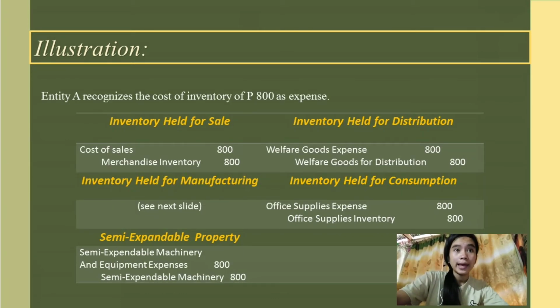Subsequently, entity A recognizes the cost of inventory of 800 as expense. For inventory held for sale, we debit cost of sales 800 and credit merchandise inventory 800. Inventory held for distribution, we debit welfare goods expense and credit welfare goods for distribution 800 pesos. For inventory held for consumption, office supplies expense and credit office supplies inventory 800 pesos. While in semi-expendable property, semi-expendable machinery and equipment expenses, and credit semi-expendable machinery 800 pesos.